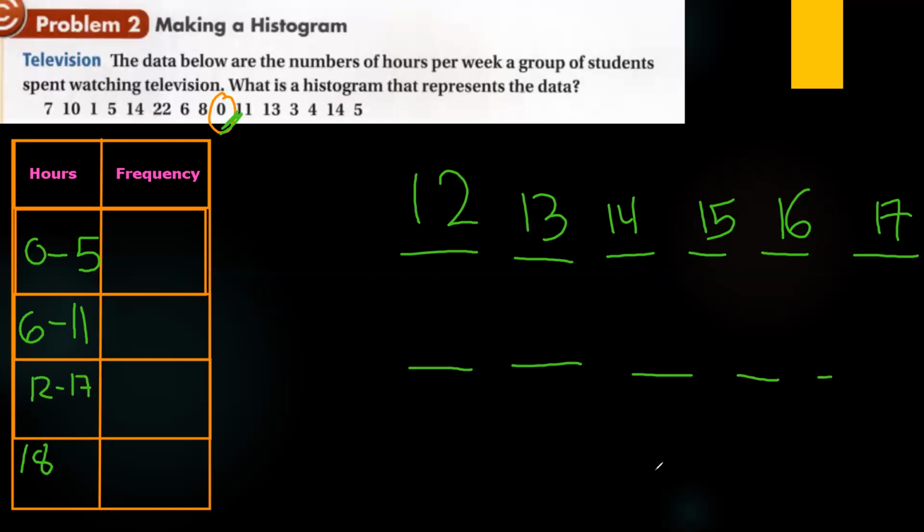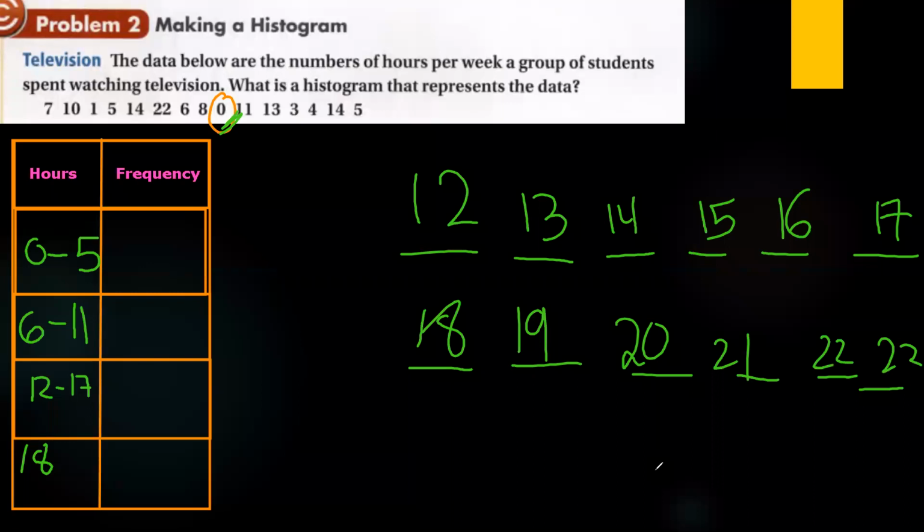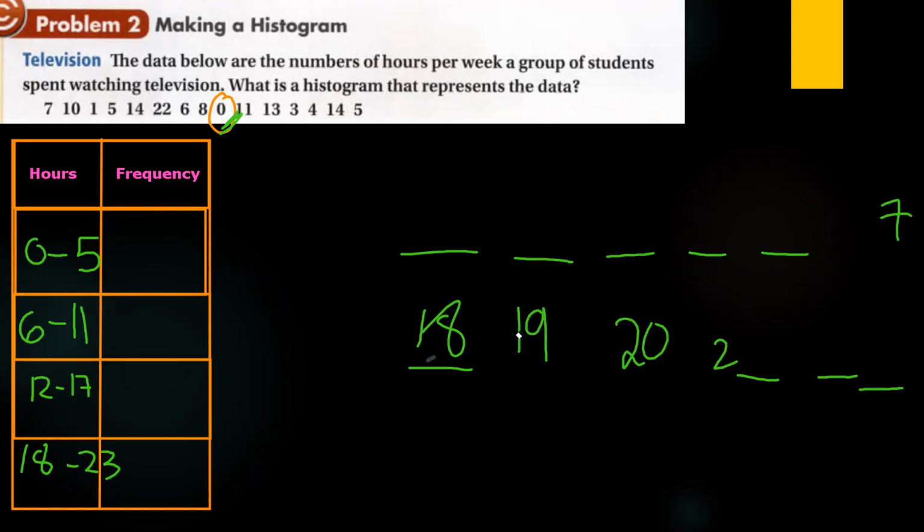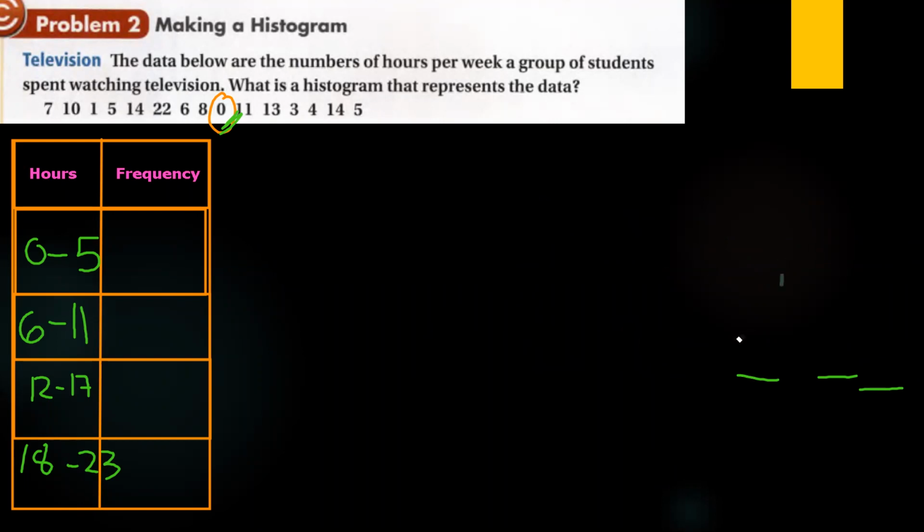So now make 6 blanks: 1, 2, 3, 4, 5, and 6. And then start from 18. Now fill the blanks: 18, 19, 20, 21, 22, and 23. So now you end with 23. Is it clear now? Yes, miss. Right. Now let's fill the table.